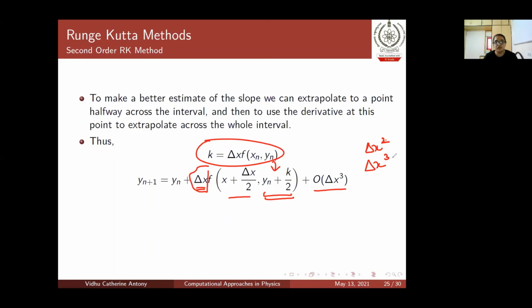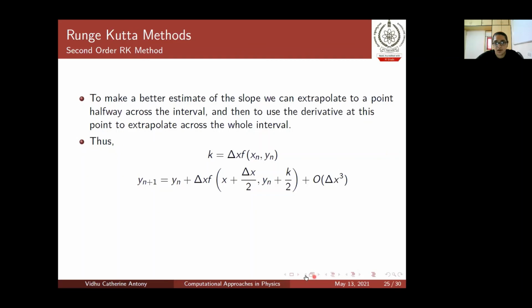If you're looking at the fourth order, it's going to be x to the power 5. So basically, the order of your error is going to be the order of your equation plus 1. That's going to be the order of error that you have. Now you have this particular thing.